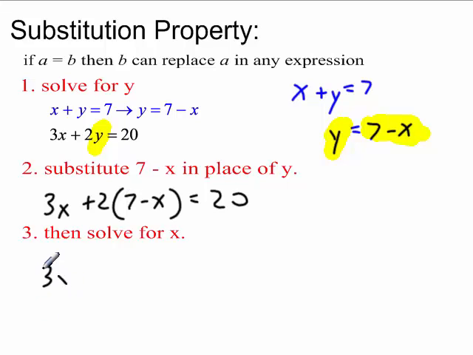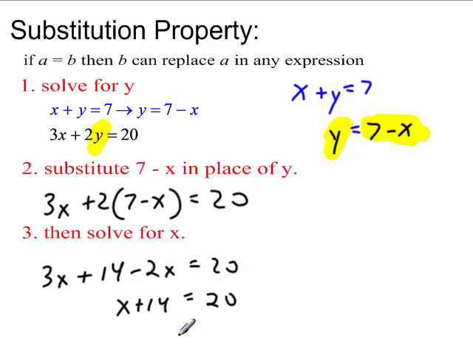You distribute, so 2 times the 7 is 14, 2 times the negative x is negative 2x. So what do we get? We get x plus 14 is equal to 20, and subtracting the 14 from both sides, you get x is 6.